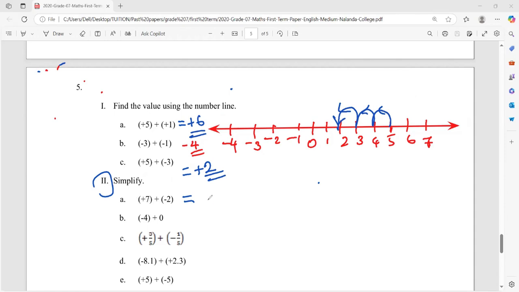That means this is positive 7, and this is going to be positive into negative. It is negative 2. So now you can see 7 minus 2 is 5. This is the answer, right? So you have negative 4 here. That means negative 4 plus 0, which is equal to negative 4 itself.